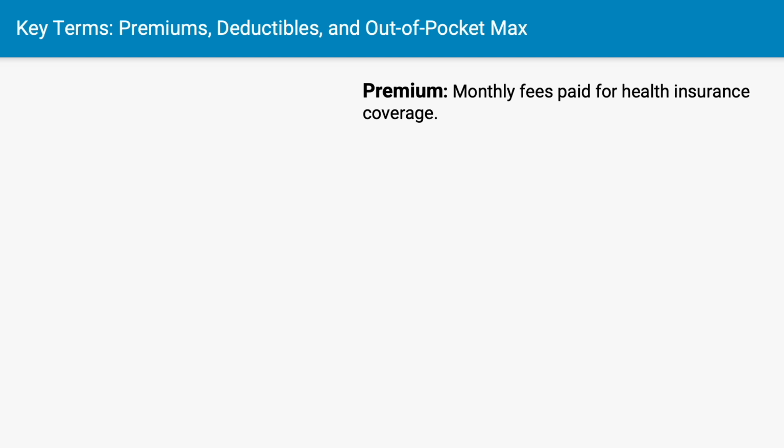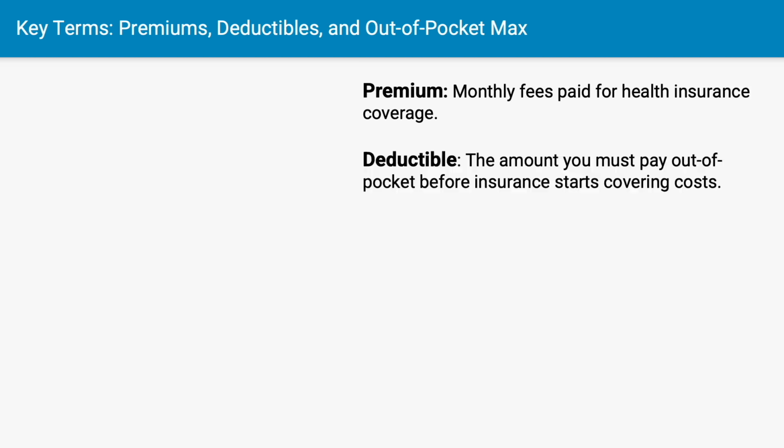So starting with premiums, those are monthly fees paid for health insurance coverage. For example, you pay $300 per month for your health insurance, just like you'd pay for a streaming service each month. It gives you access to your health insurance.